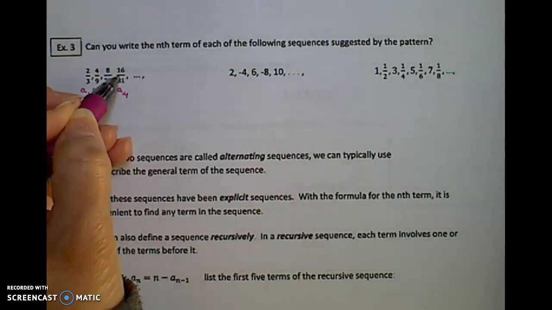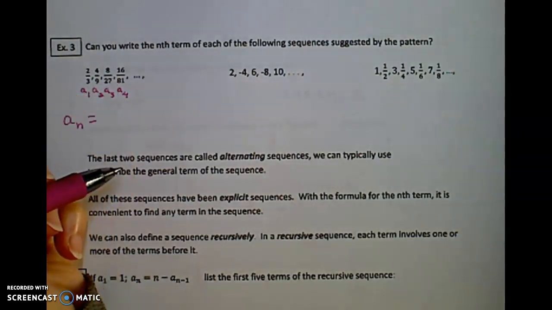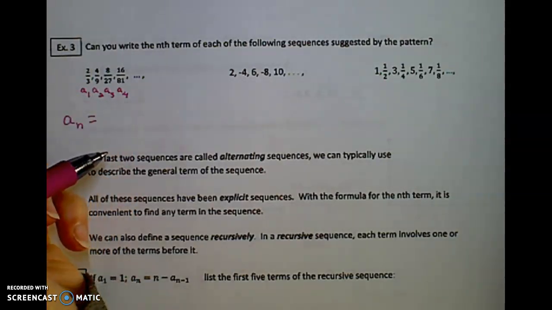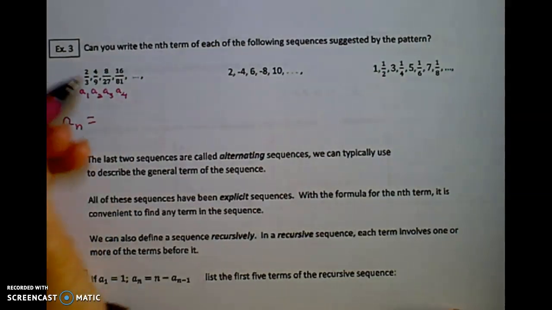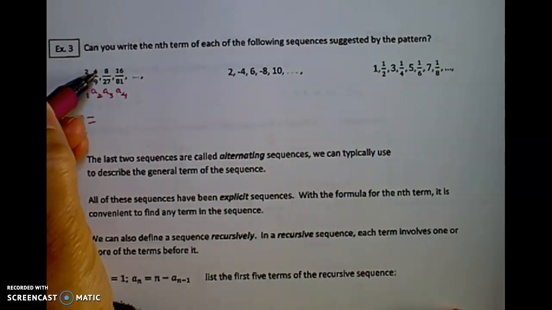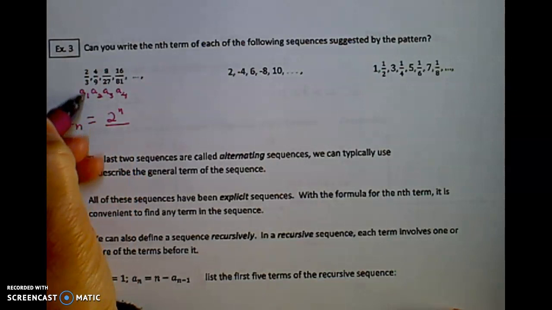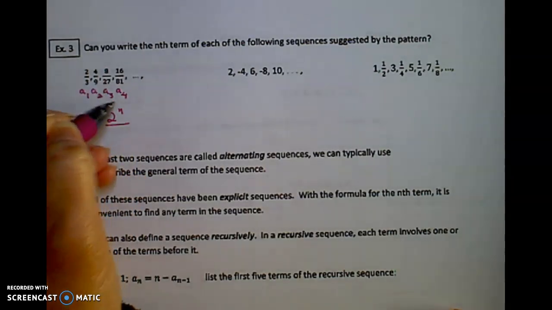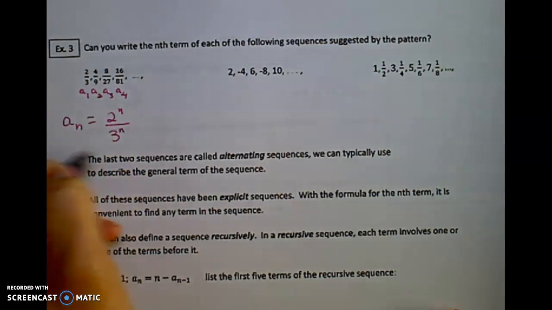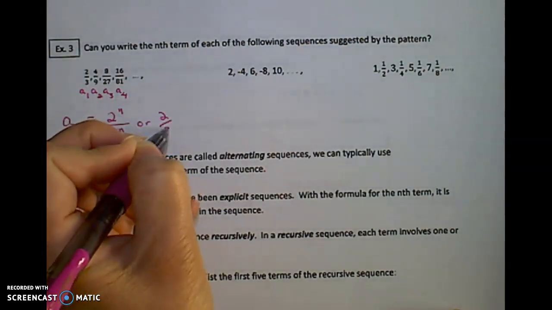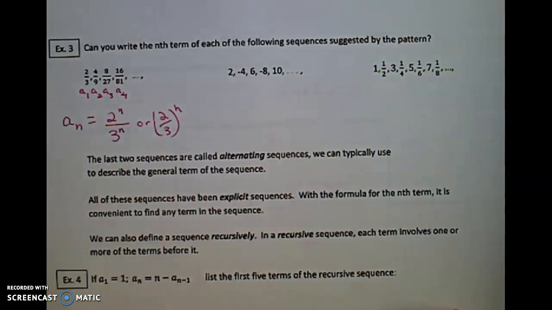When you plug in n, you have to get that term number. Pause and see if you can find a pattern for that sequence in terms of n. All right, thanks for trying. You may have noticed that's 2 to the first, 2 to the second, 2 to the third, 2 to the n. Denominator is 3 to the first, 3 to the second, 3 to the third, or 3 to the n. If yours doesn't look just like that, there's other ways to write that. Some of you might have said 2/3 to the n. So sometimes they look a little different, but do the same thing.